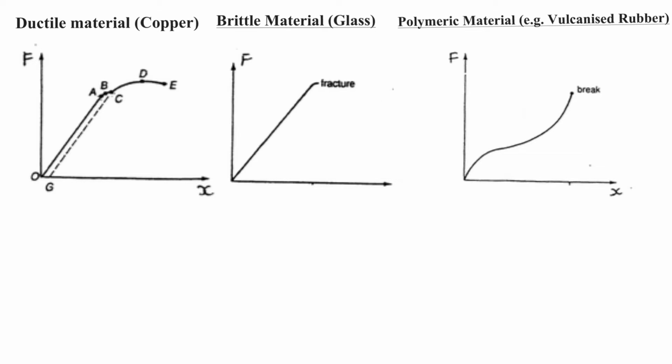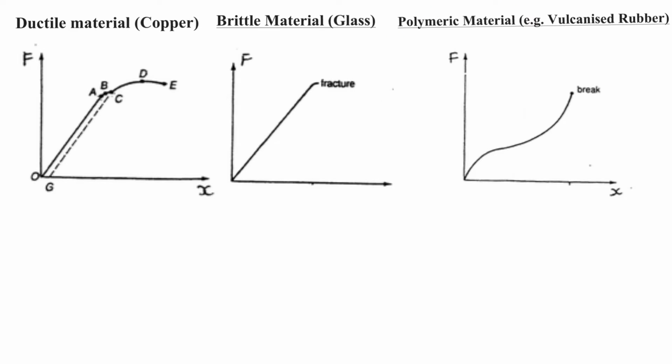Now let's look at the different FX graphs for ductile, brittle, and polymeric materials. Now FX means force extension graphs. So for ductile materials, you will notice it will have a clear straight line followed by a clear curve. Whereas for brittle material, it will have a clear straight line with little or no curve.